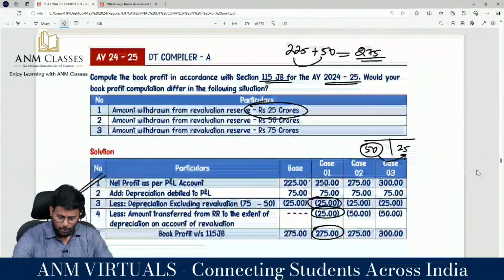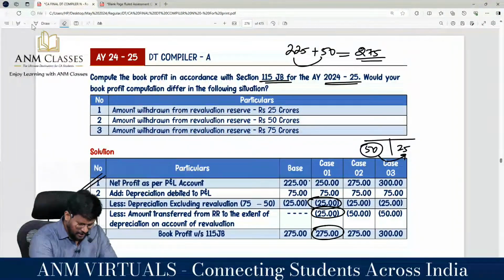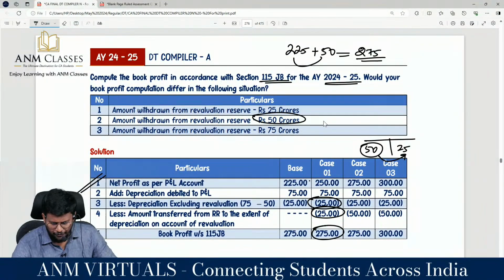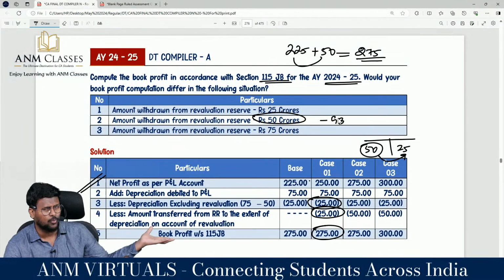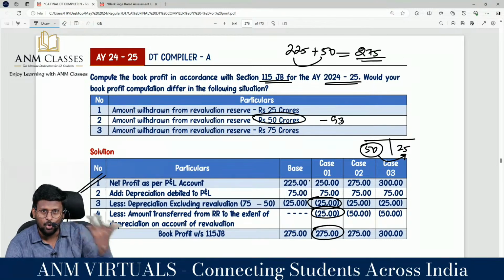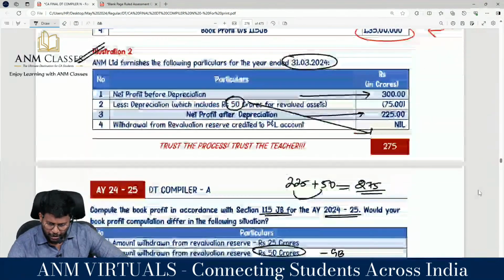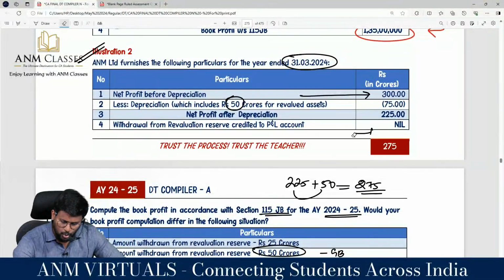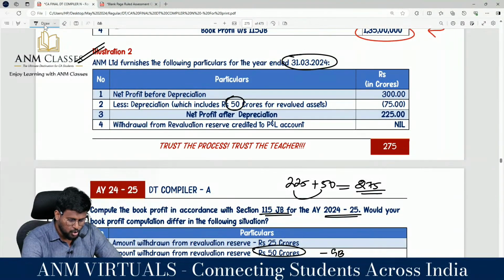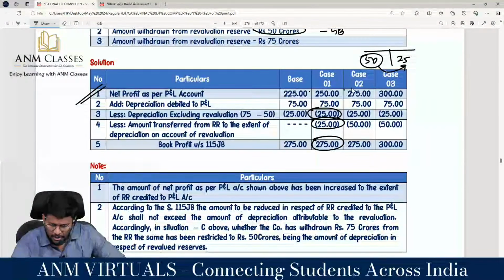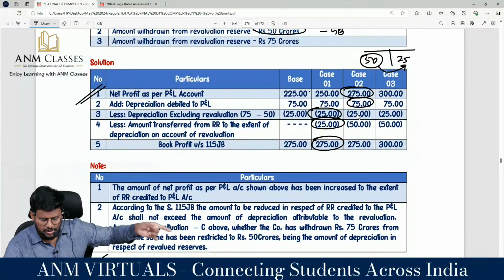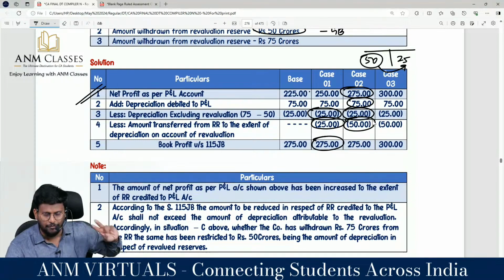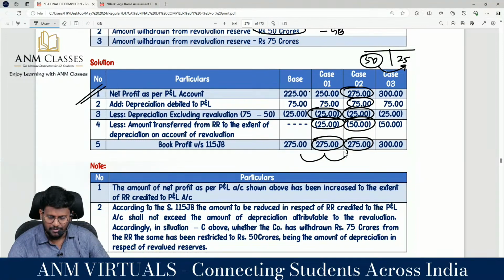I hope that you are able to appreciate. They are saying amount withdrawn from the revaluation reserve is 50 crore. Good boy. 50 crore debited to P&L as depreciation, 50 crore withdrawn from revaluation reserve. Done. No effect will be there. So if they debit 50 crore, 225 crore becomes 275 crore. Correct? So on the 275 crore net profit, I have to add back the total depreciation 75 crore. Reduce the depreciation excluding revaluation, normal depreciation 25 crore. Less amount withdrawn from revaluation reserve 50 crore. The book profit will be 275 crore.